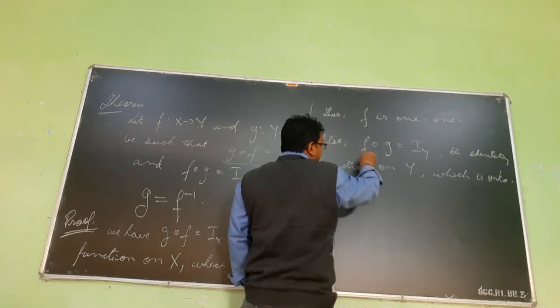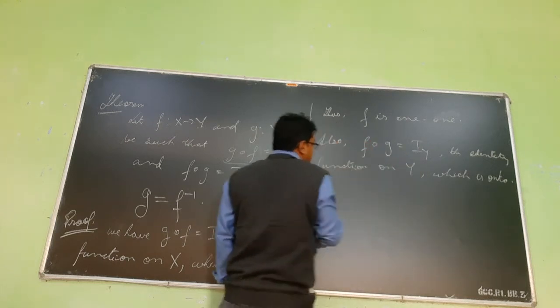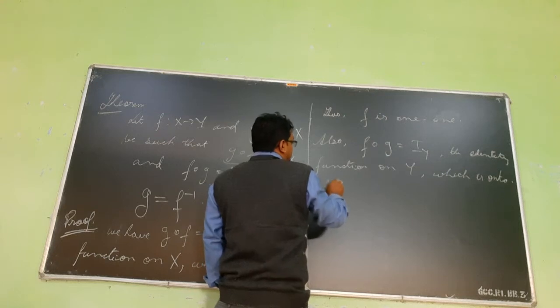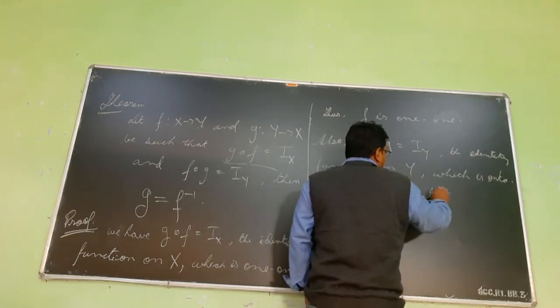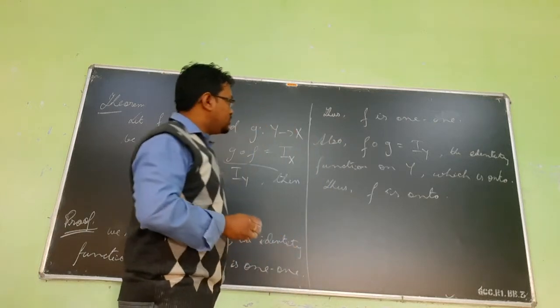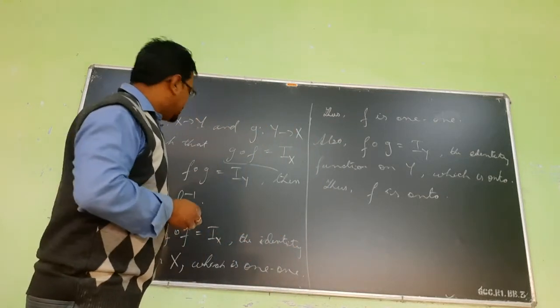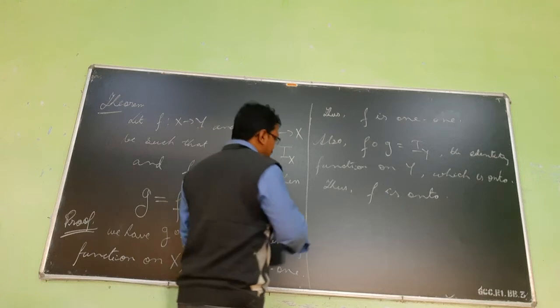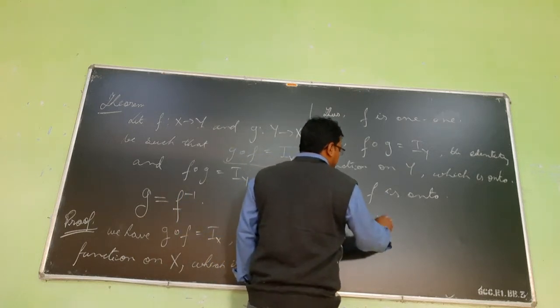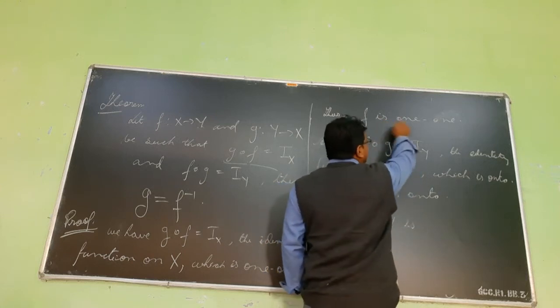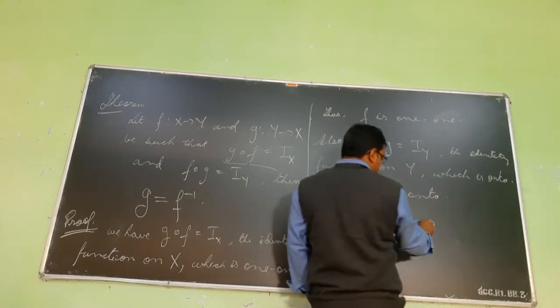That means f is onto. Thus f is onto. So we will use the earlier result: FOG is onto, so f is onto. So ultimately, what I have got is that f from X to Y is a bijection. We have got that this is 1-1, this is also onto. Okay, so this is a bijection.